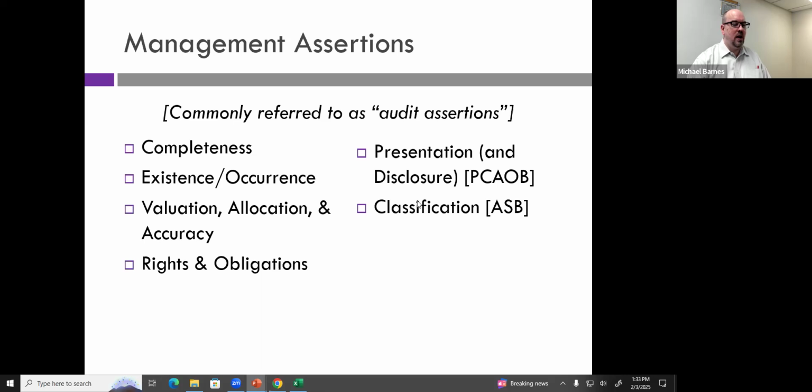The Auditing Standards Board, on the other hand, recognizes 2, one called classification and one called cutoff. By the way, you don't need to worry too much about learning all these. We're going to go through each of these individually in just a second. So PCAOB standards recognize these 5 as assertions. The ASB standards recognize these 2 and these 4 over here as assertions.